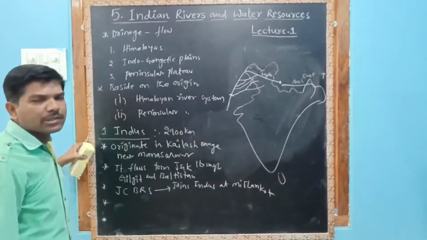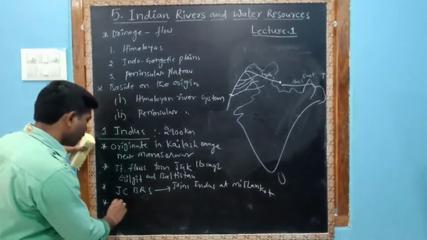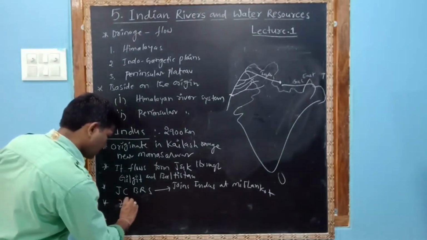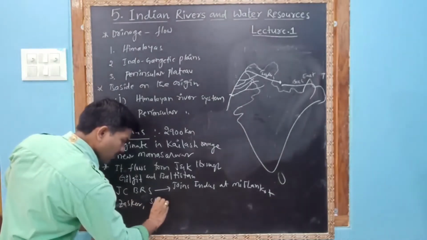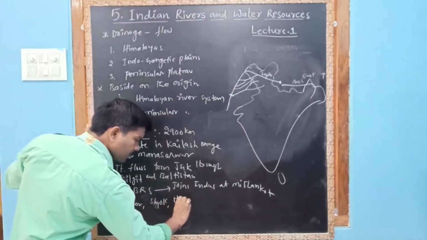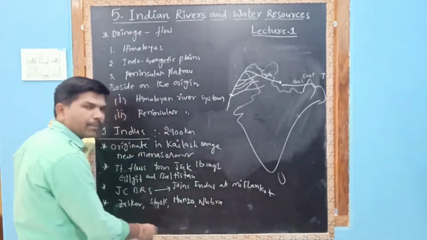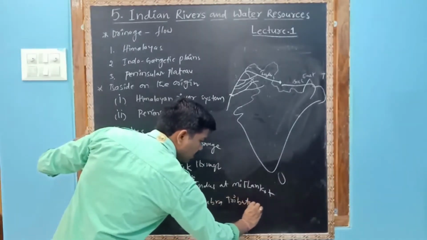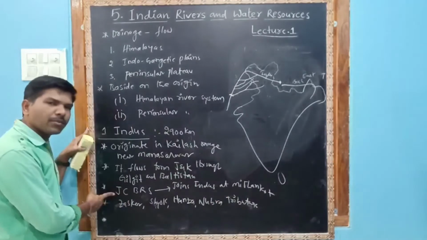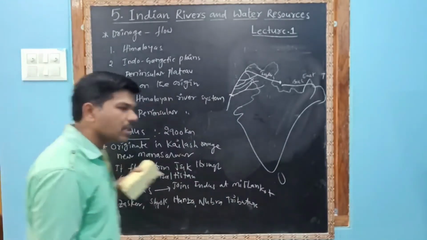Certain other tributaries are also there, like Jaskar, Nubra, Shayok, Hunza. So these are also tributaries. Okay, but these tributaries are from India. These are from different places. So this is about Indus.